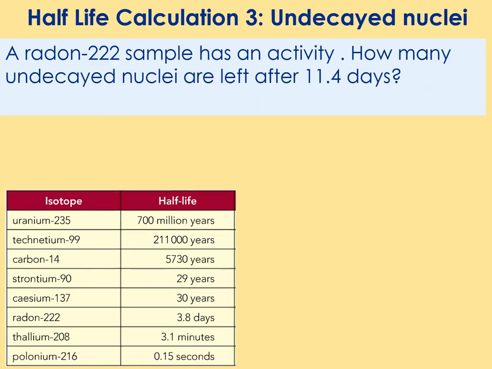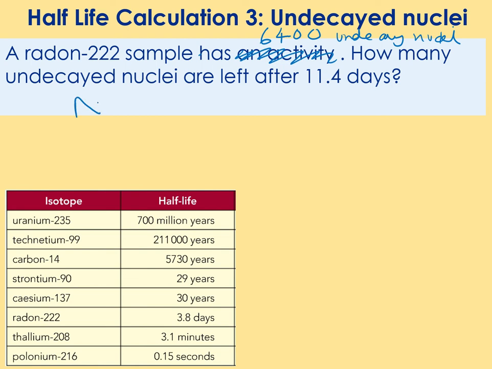Next question is very similar. I've messed up the wording here. This should tell us how many undecayed nuclei there are to start off with. So let's go for a radon sample has 6,400 undecayed nuclei. How many would be left after 11.4 days?